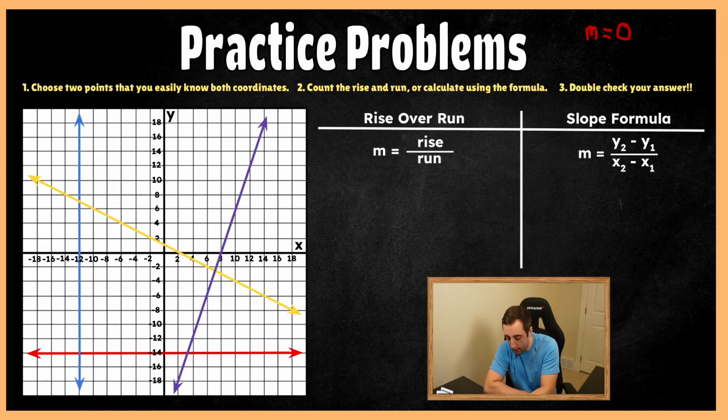Whereas the blue one, this is the one that is undefined. It is completely going vertical, or up and down.